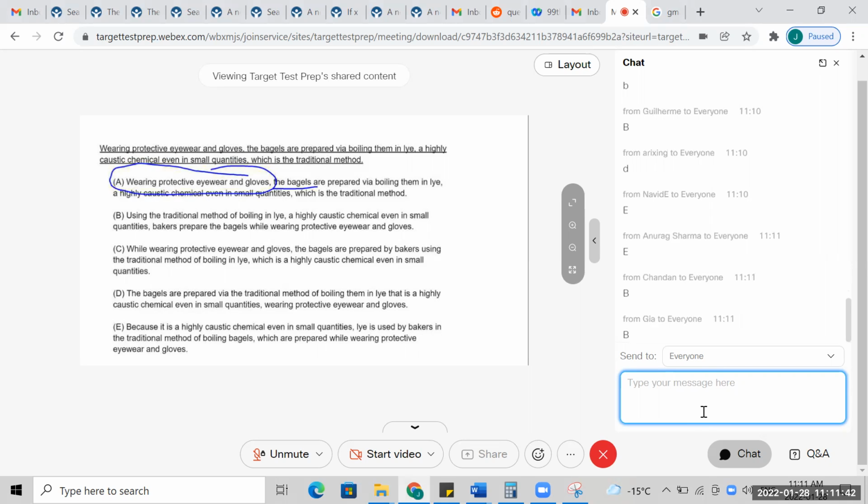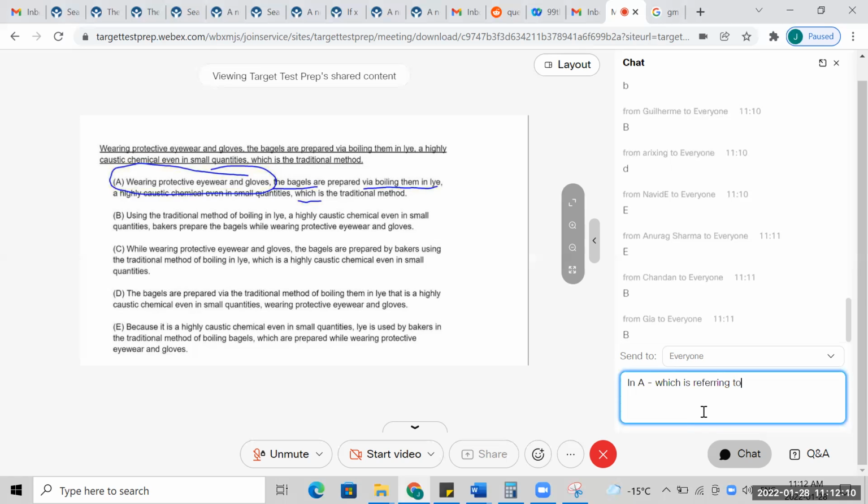Let's just go through the rest. Are prepared via boiling them in lye, a highly caustic chemical, even in small quantities, which is the traditional method. Does anybody see, somewhere back here, boiling them in lye might be the traditional method, but that's not what which is near to. So once again, looking at word placement keeps us away from A. I didn't see anybody pick A.